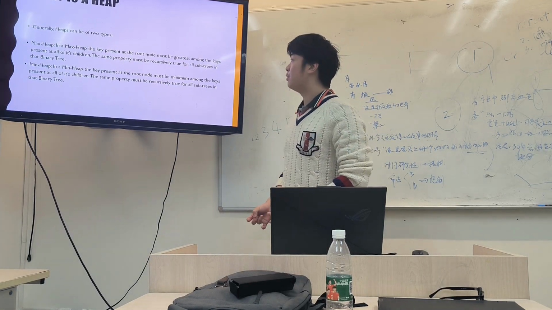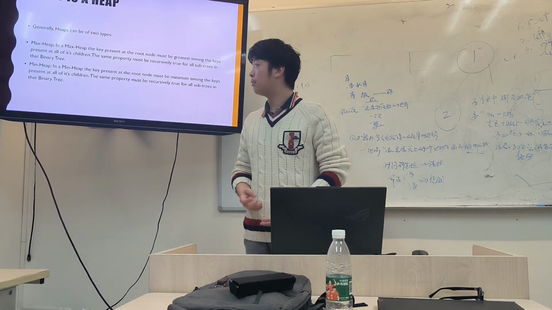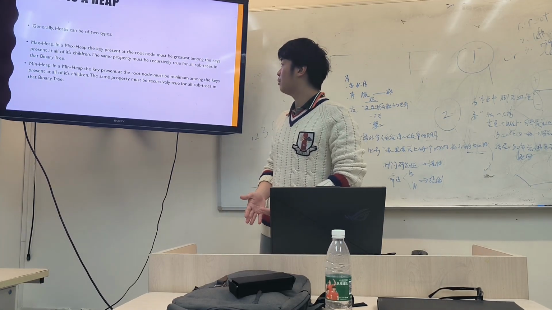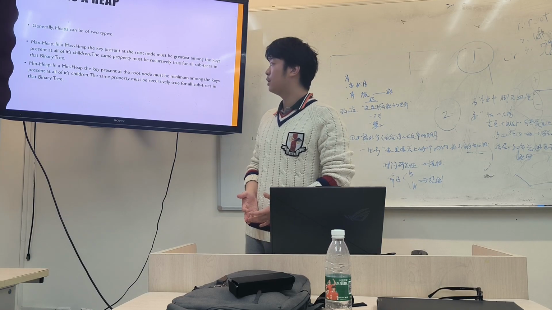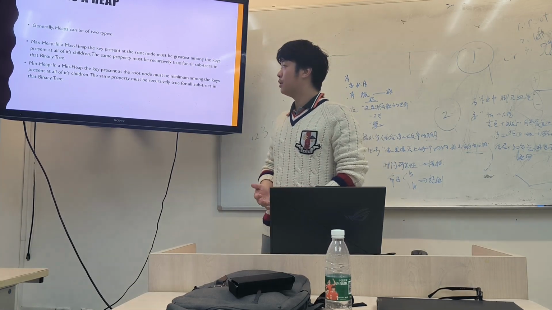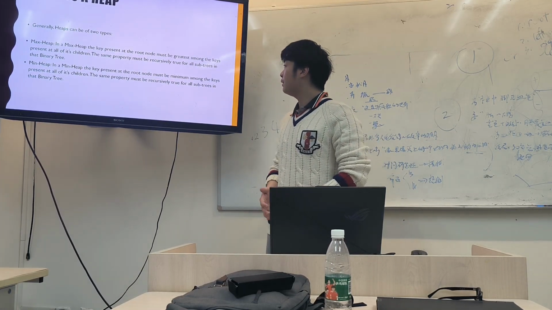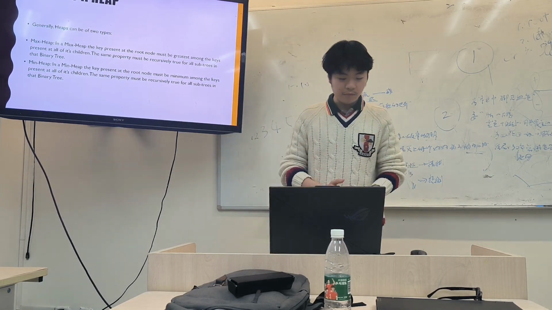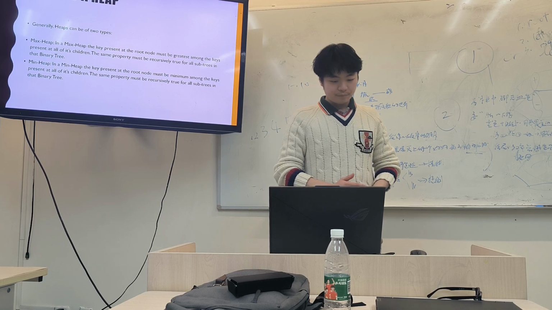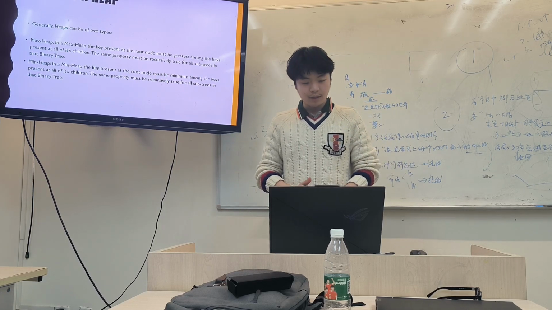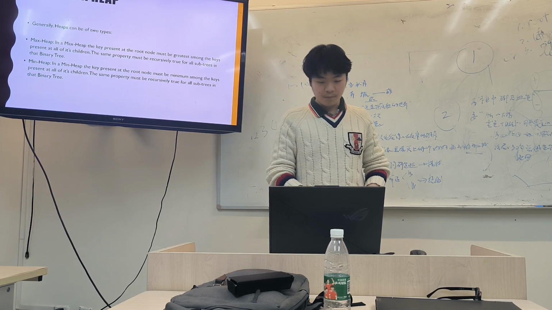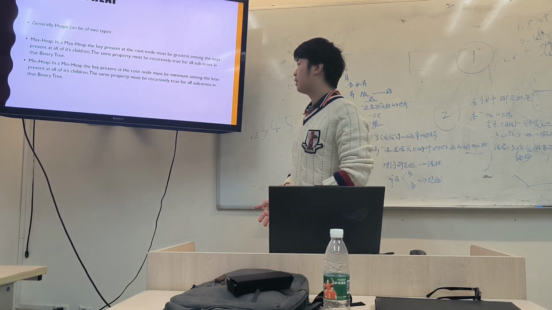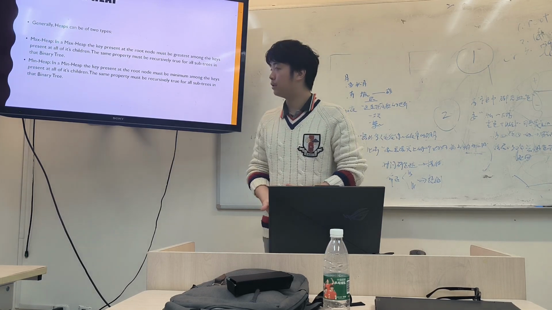So generally there are two kinds of heaps. The first is called max heap. In a max heap, the key present at the root node must be greatest among the keys present at all of its children. The same property must be recursively true for all subtrees in that binary tree. And the second one is called min heap. In a min heap, the key present at the root node must be minimum among the keys present in all of its children. The same property must be recursively true for all subtrees in the binary tree.